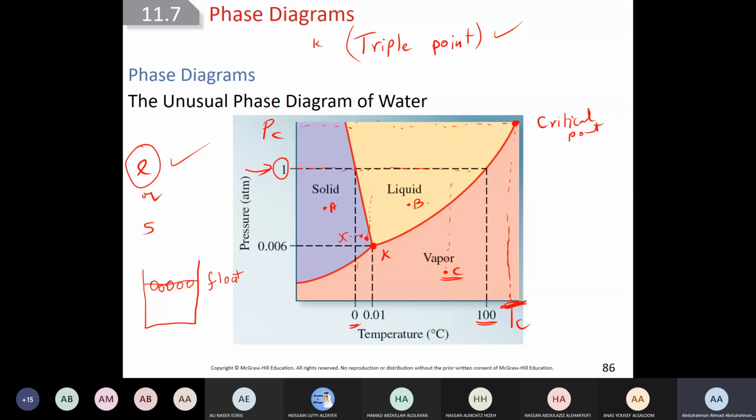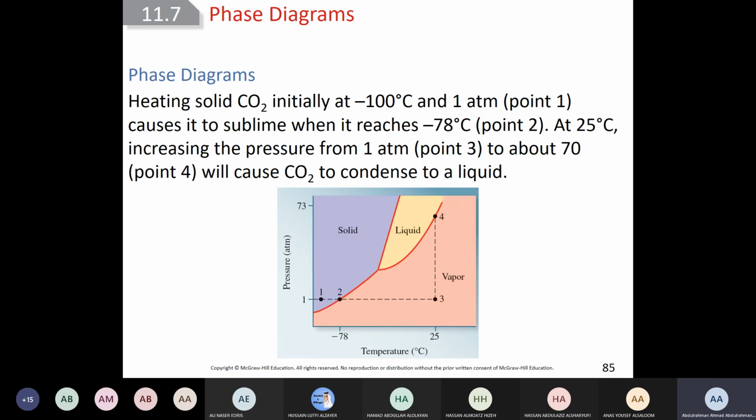If you look at water, the line is tilted this way, while for the others it's always tilted this way. Which one is more dense, solid or liquid? Here is solid, but for water it is liquid. Yes. Okay, all right. With this, we finish this lecture.